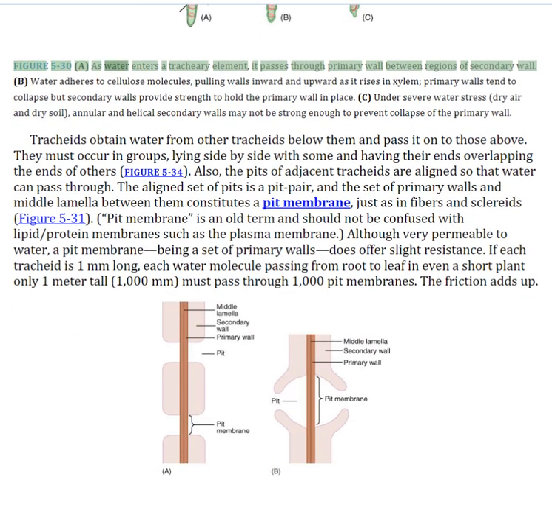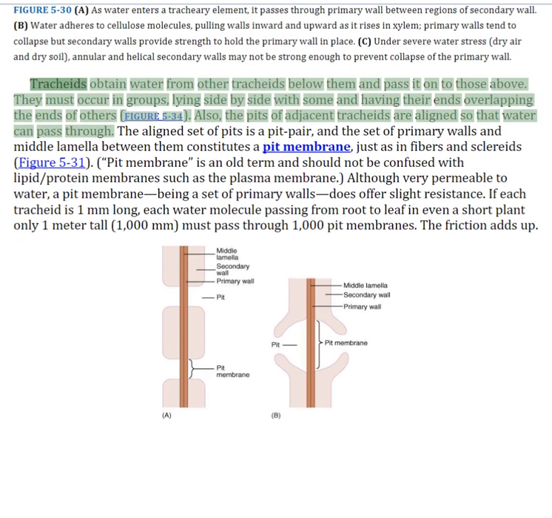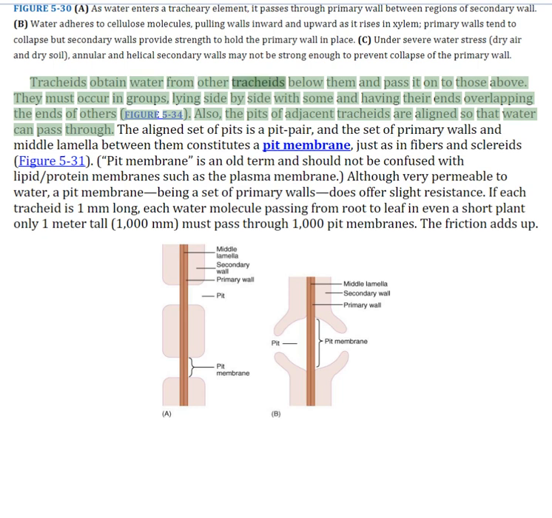Figure 5.30. As water enters a tracheary element, it passes through primary wall between regions of secondary wall. Water adheres to cellulose molecules, pulling walls inward and upward as it rises in xylem. Primary walls tend to collapse, but secondary walls provide strength to hold the primary wall in place. Under severe water stress, annular and helical secondary walls may not be strong enough to prevent collapse of the primary wall. Tracheids obtain water from other tracheids below them and pass it on to those above.